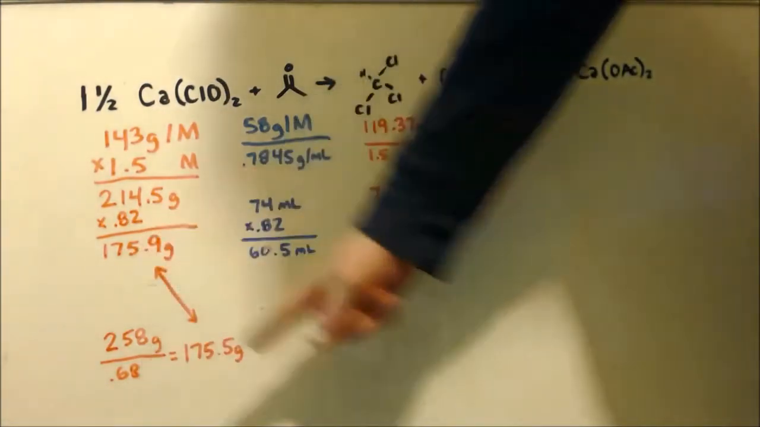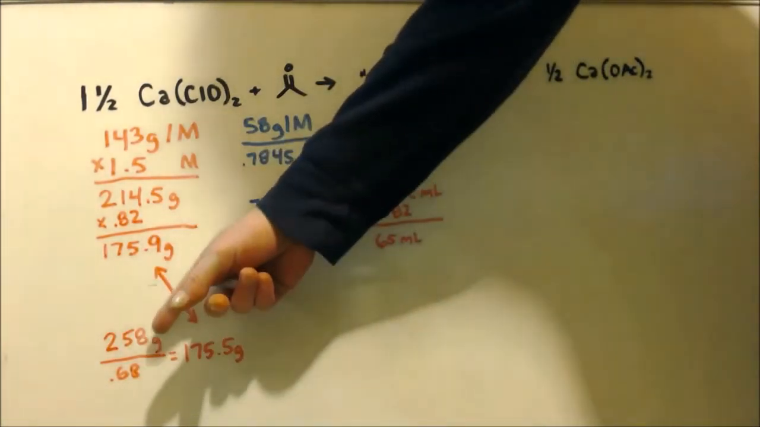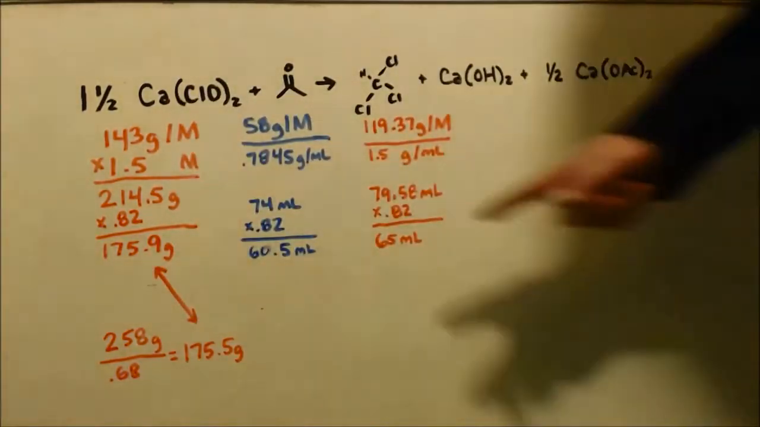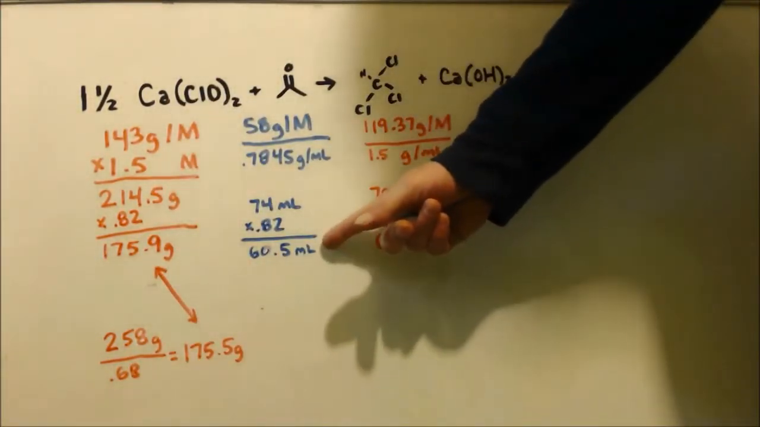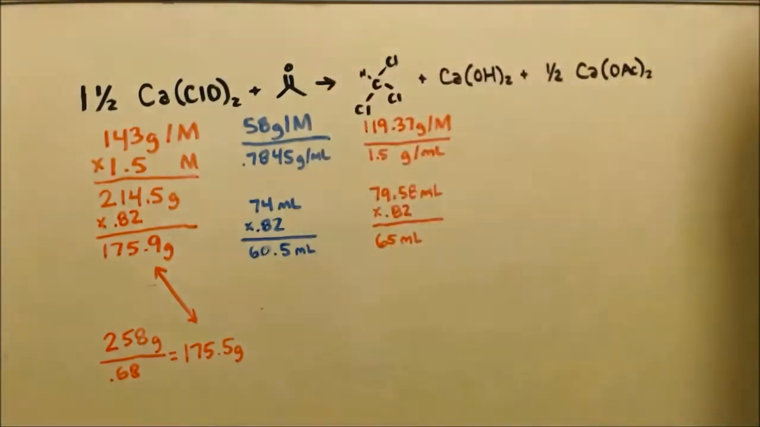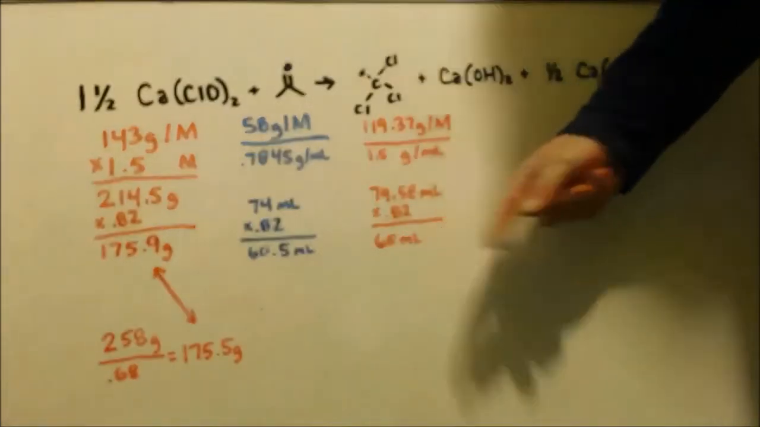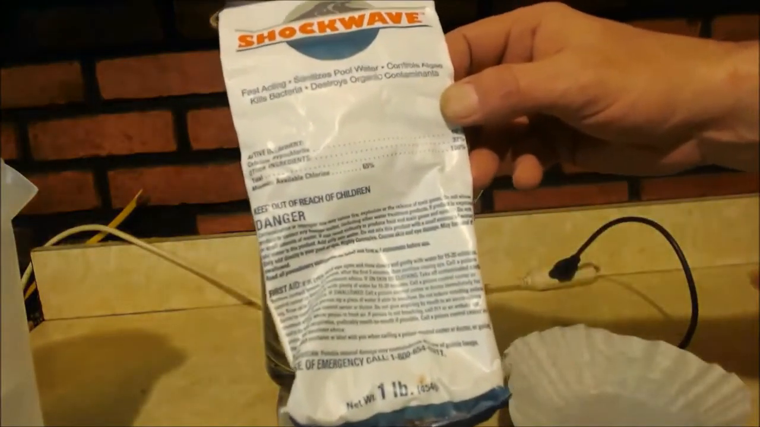So I'm going to have this much of the stuff I'm putting in, but only this much of it is calcium hypochlorite. This is how much acetone should be reacted, and this is my yield.